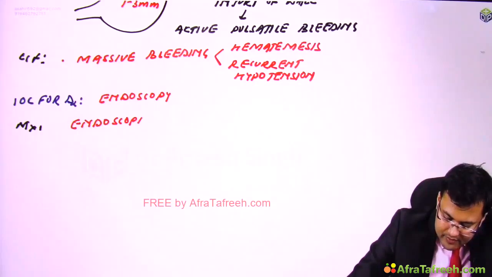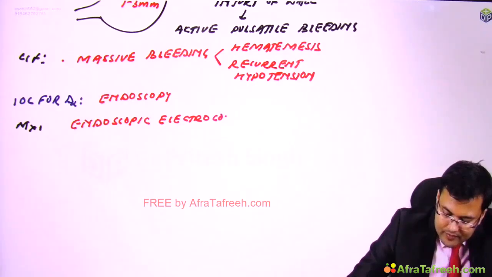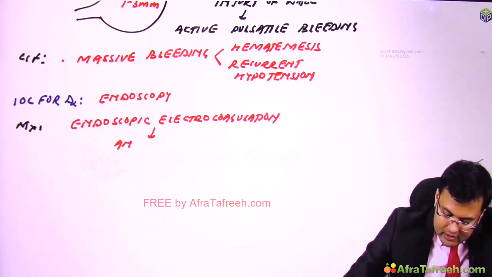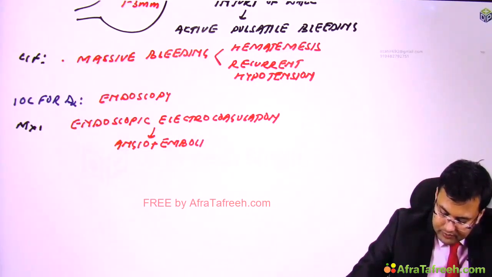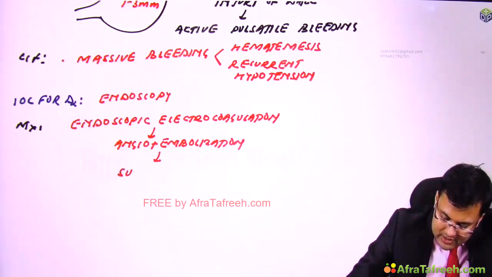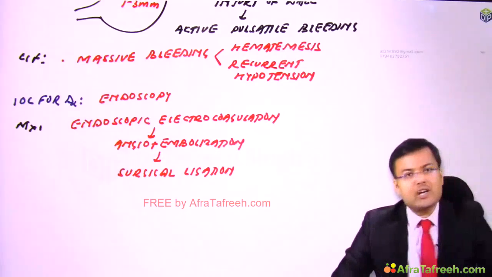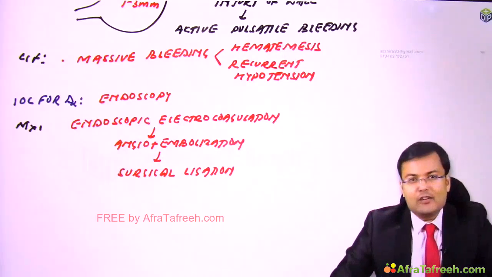We go first for endoscopic electrocoagulation. If it's not available or failed, we go for angiography plus embolization. If it's not available or failed, last treatment option is what? Surgical ligation. Clear? So this is how we manage the Dieulafoy lesion.